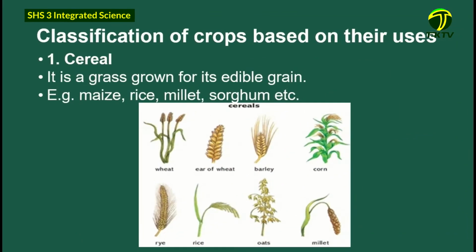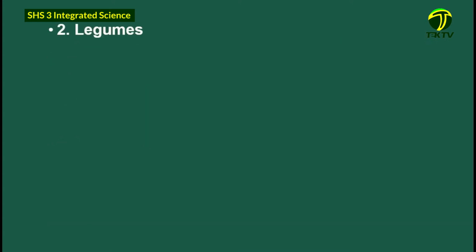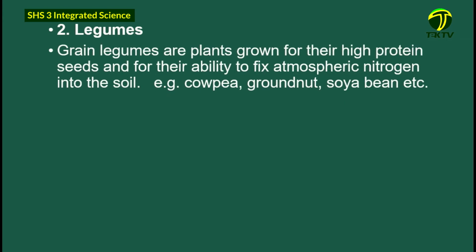So as you can see from the diagram, we have various cereals. We have barley, corn, wheat, millet, rye, and so on. Legumes. Legumes are crops that produce grains which have high protein content and have the ability to fix nitrogen into the soil. They are crops that have high protein content and have the ability to fix nitrogen in the soil.